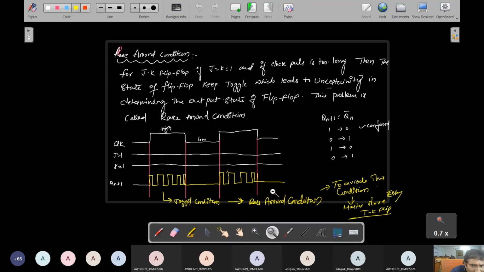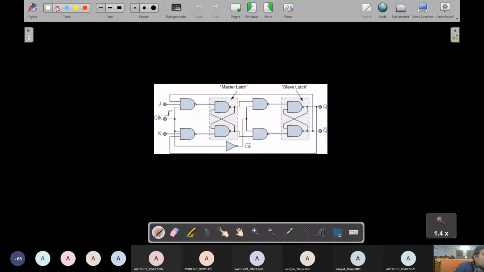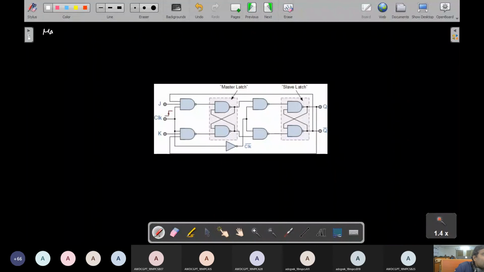So we want to eliminate this situation, so we design a new flip flop, called the master slave flip flop. So this is the master slave flip flop, understand? Actually, the master slave flip flop is just a small modification. I take the first branch of 4 NAND gates, called the master latch, and the second 4 gates are called the slave latch.